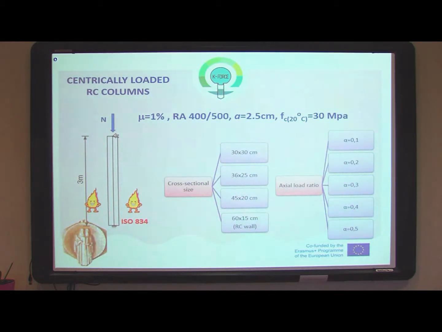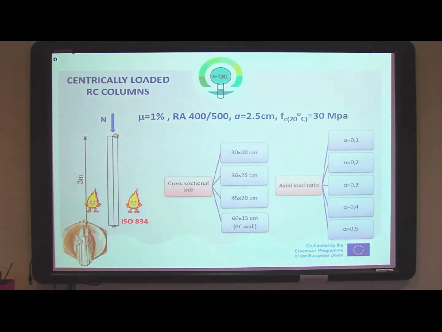The fire resistance of centrically loaded reinforced concrete columns depends on the shape and dimensions of the cross-section, concrete cover thickness, type of aggregate, steel ratio, intensity of the axial force, as well as the fire scenario, but the dominant effects are the shape and the dimensions of the cross-section and the intensity of the axial force.